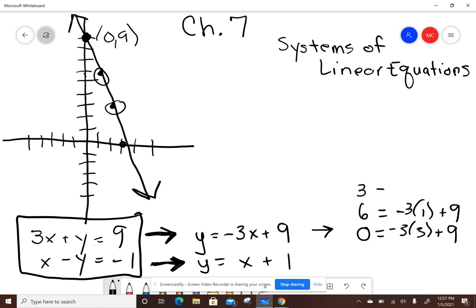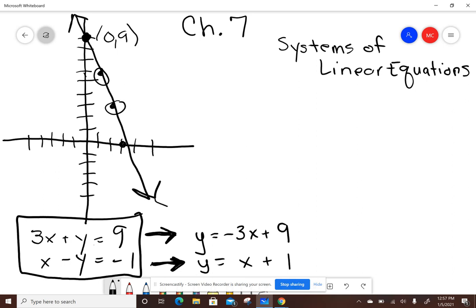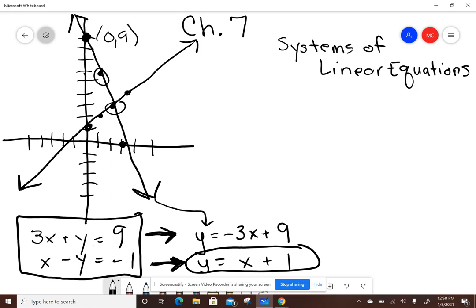So let's plug in 2, 3. Is negative 3 times 2 plus 9 equal to 3? Yes, it is. So every point on a line represents a solution to that equation. So this line represents all the points that are solutions to this equation. Now let's graph the next line in our system, y equals x plus 1. So my y-intercept is 1. I go up 1 over 1, up 1 over 1, up 1 over 1. And when I graph this line, every point on that line represents a solution to this equation.